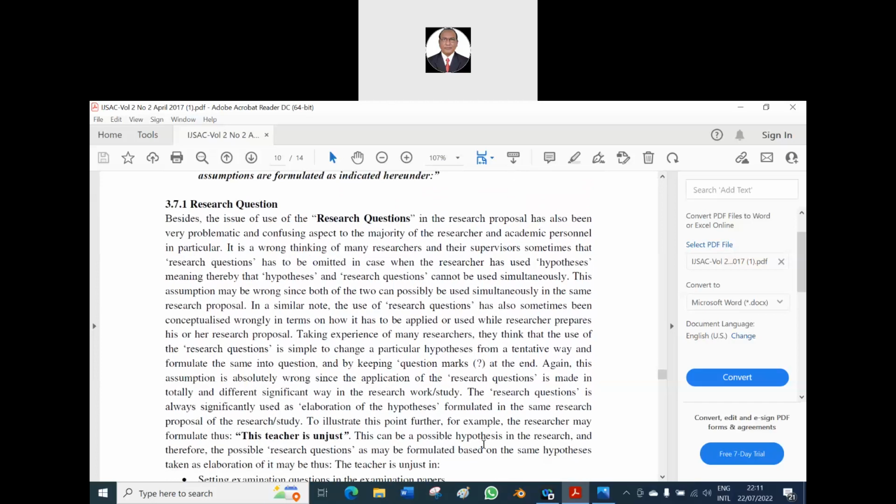Yes, it is very clear, Prof. Both should not be used simultaneously. So this research assumption may be questioned. It is wrong; both of the two can possibly be used simultaneously.